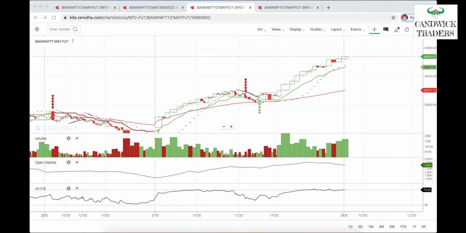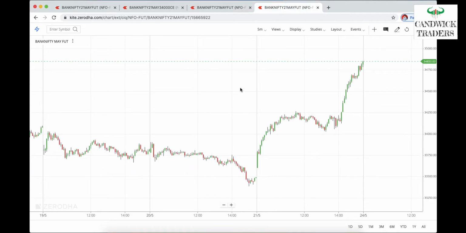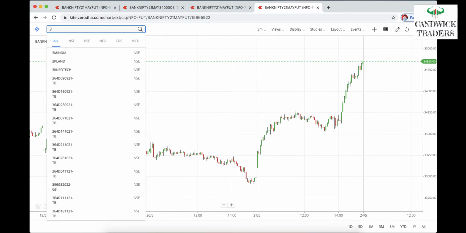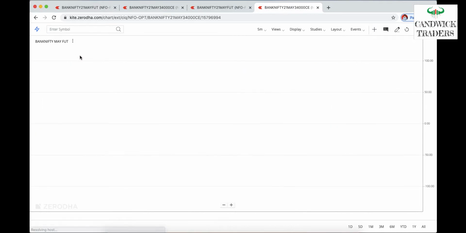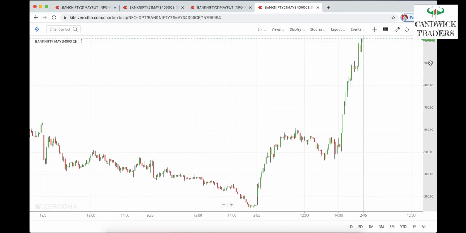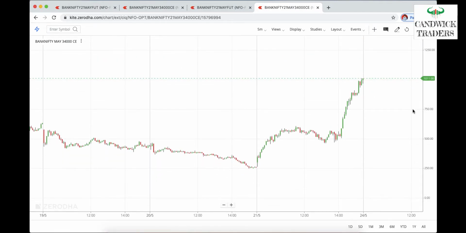Welcome back. Let's see the setup straight away. This is an options chart. This is actually a futures chart, I'm changing into options. Okay, 34,000, I'm taking CE. Today Bank Nifty moved around 1400 plus points, so I'm just taking options short.